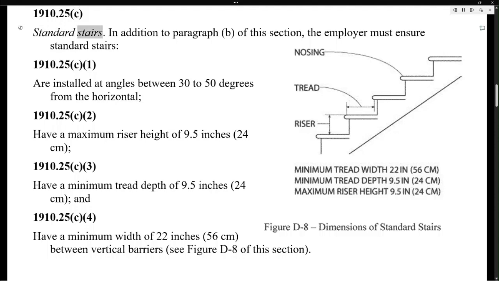1910.25(c) Standard stairs. In addition to paragraph (b) of this section, the employer must ensure standard stairs: (c)(1) Are installed at angles between 30 to 50 degrees from the horizontal. (c)(2) Have a maximum riser height of 9.5 inches (24 centimeters). (c)(3) Have a minimum tread depth of 9.5 inches (24 centimeters), and (c)(4) Have a minimum width of 22 inches (56 centimeters) between vertical barriers. See Figure D-8 of this section.